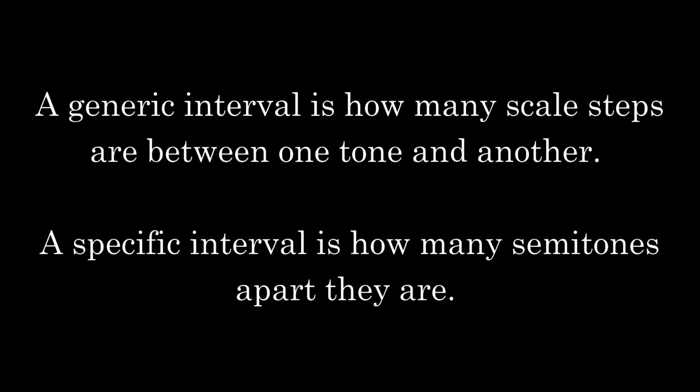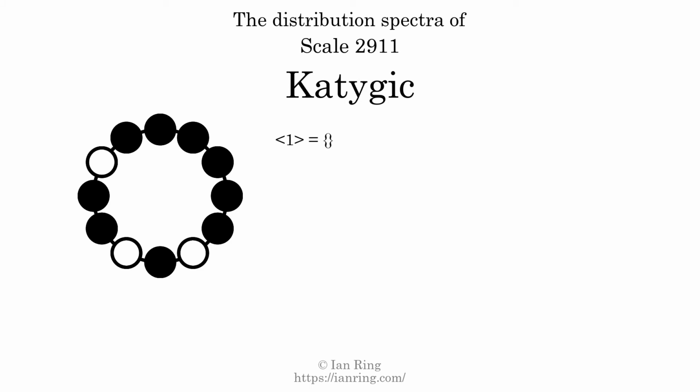A specific interval is how many semitones apart they are. The generic interval of one scale step comes in 2 different specific interval sizes, 1 semitone and 2 semitones. The spectrum width of this generic interval is the highest, 2, minus the lowest, 1, which equals 1. The generic interval of 2 scale steps comes in 3 different specific interval sizes, 2 semitones, 3 semitones, and 4 semitones. The spectrum width of this generic interval is 2.